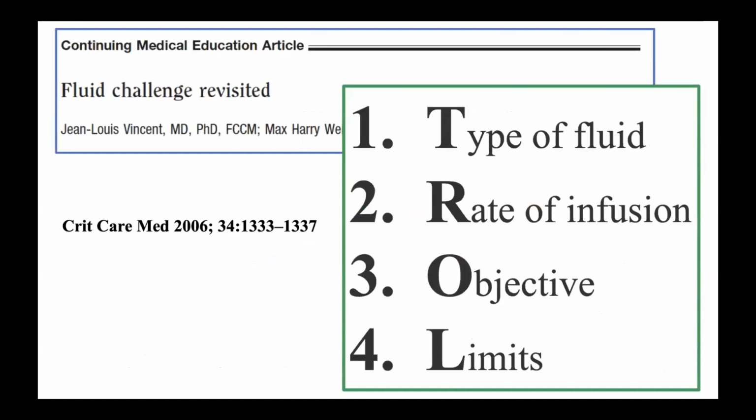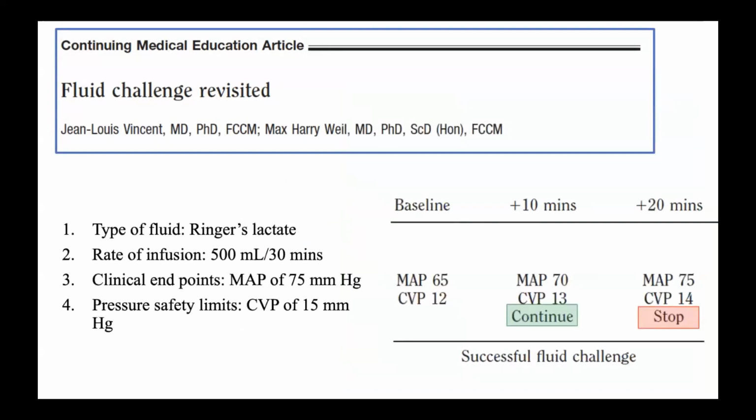However, the older way of doing fluid challenge did not include the objective and the limit, and therefore a new type of fluid challenge was described, which consisted of four elements. You decide what type of fluid you want to give, what is the rate of infusion, what is the objective that you want to achieve, and what is the safety limit. So, for example, type of fluid is Ringer's lactate, rate of infusion is 500 ml over 30 minutes. The clinical endpoint is MAP of 75 millimeters of mercury, and pressure safety limit is 15 millimeters of mercury.